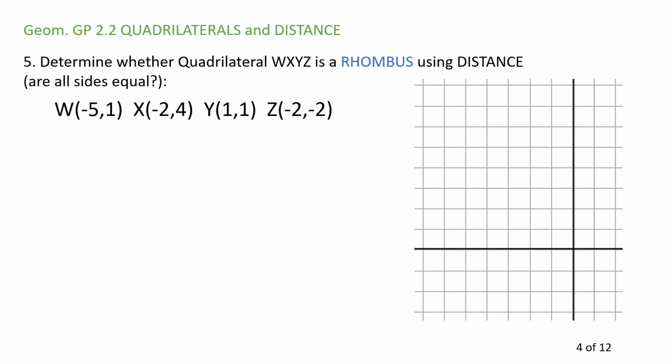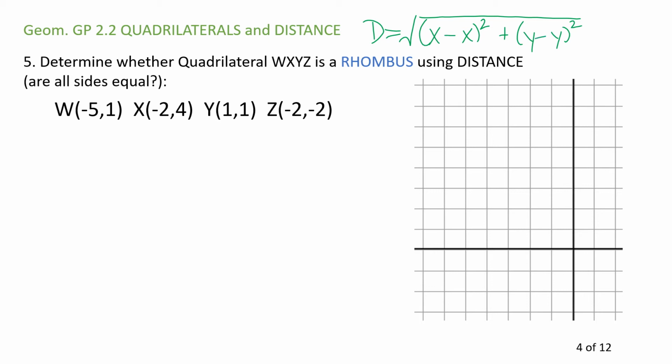Determine whether this is a rhombus. A rhombus must have 4 equal sides. So you can go straight to the distance formula and plug this in. It's a squared plus b squared equals hypotenuse squared. I hope you didn't notice that mistake I made.